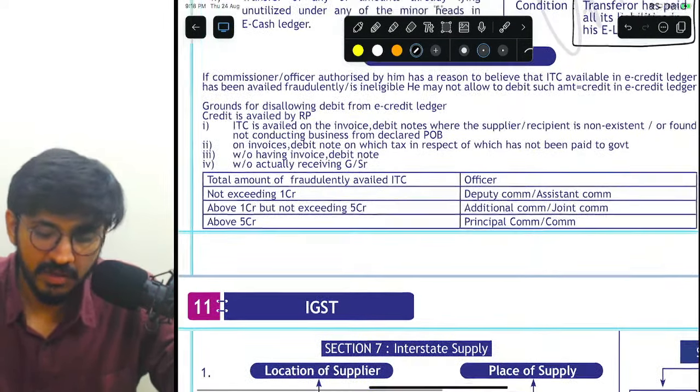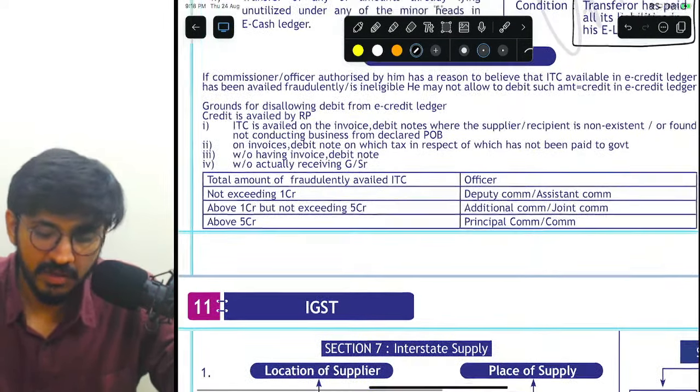Now understand that the debit amount will soon get reduced day by day with the help of e-cash ledger and e-credit ledger. First it will be ITC and the remaining will be paid in cash. So through e-cash ledger you can debit tax, interest, late fee, penalty, everything. But through e-credit ledger, you will only be able to debit output tax.